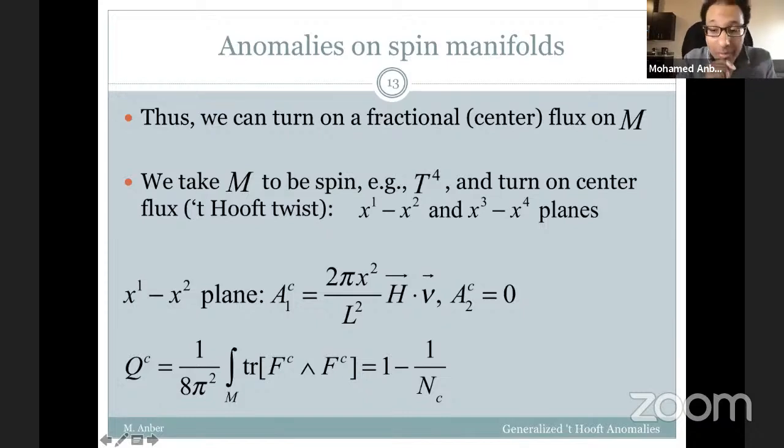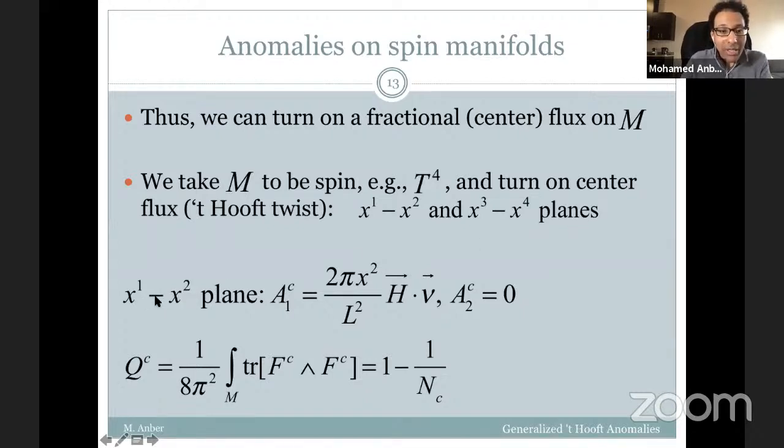If you think that previous treatment was a bit abstract, let me implement that practically. So what I'm going to do is the following. I am taking my manifold to be a 4 torus T4, which is a spin manifold. And I'm going to turn on the center fluxes, also known as 't Hooft twists, by the way, because they were used by 't Hooft back in the 80s to study pure Yang-Mills theory on a torus. I'm going to turn on these fluxes on 2 of the 6 different planes. Let us say, for example, X1 and X2 and X3 and X4 planes.